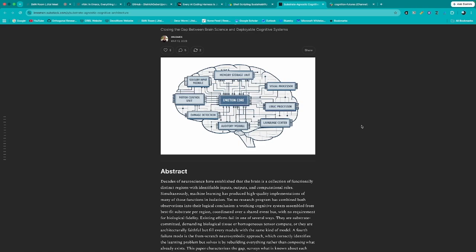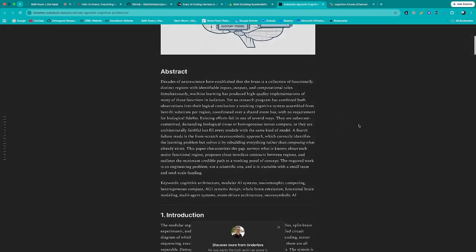And so this is a diagram here. It's highly conceptual, but you have an emotion core, sensory input module, motor control unit, damage detection, auditory module, language center, logic processor, visual processor. So all these different multi-sensory inputs, control inputs, and memory storage go into this network that converges upon emotion. So that's the idea here.